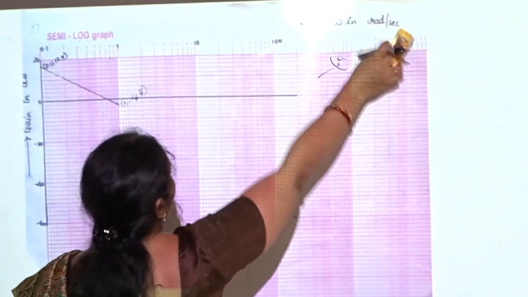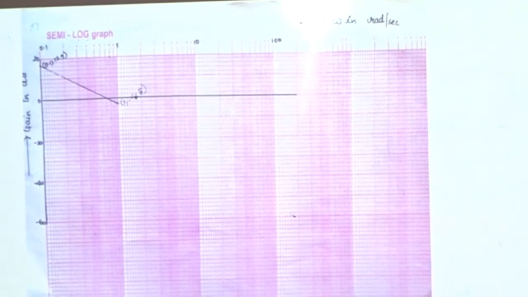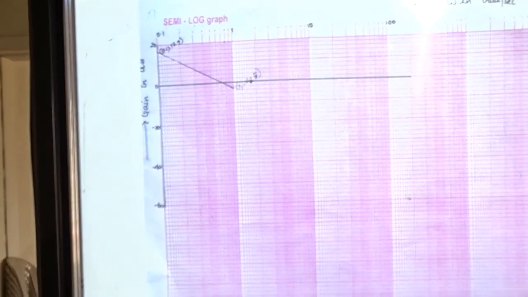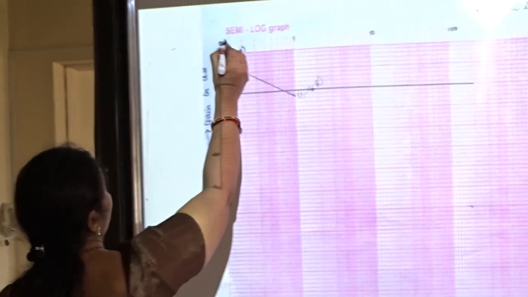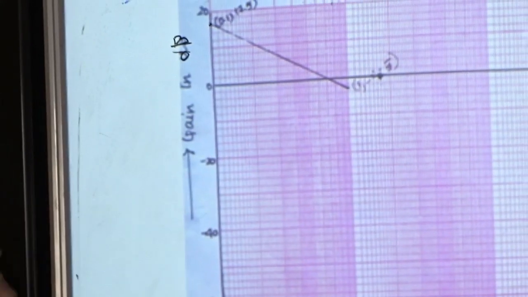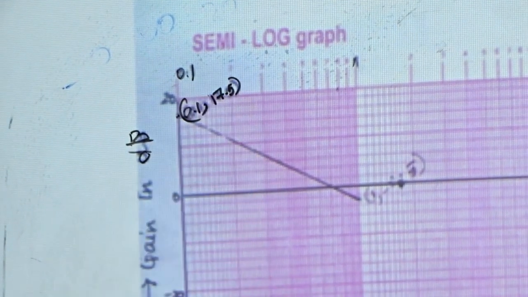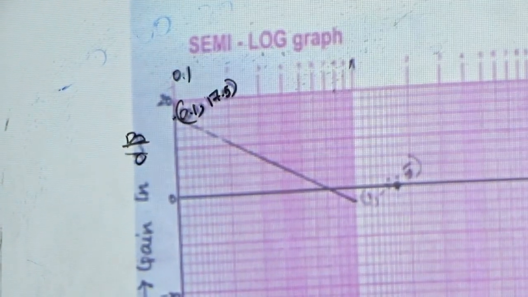Next, coming to the plot. Let us see how to write the plot. We substituted omega values 0.1, 1, 10, 100, 1000 like this. It is in radians per second, and this is gain in dB. At 0.1, you can take the gain as 17.5 dB approximately, so the coordinate will be 0.1, 17.5 dB. I am just writing the values.